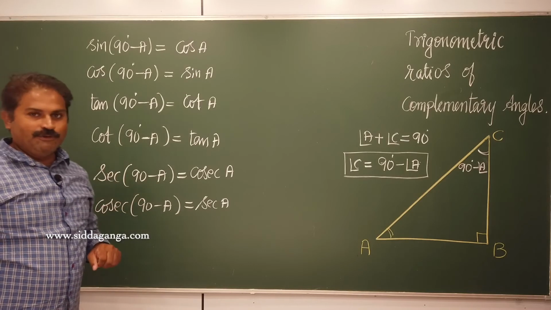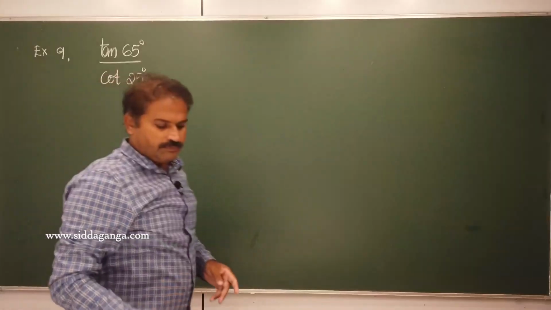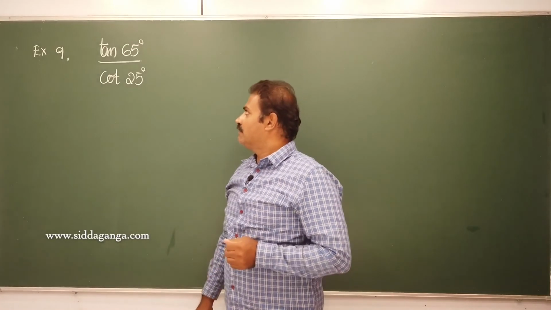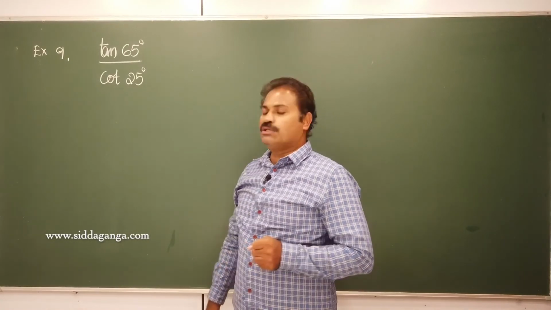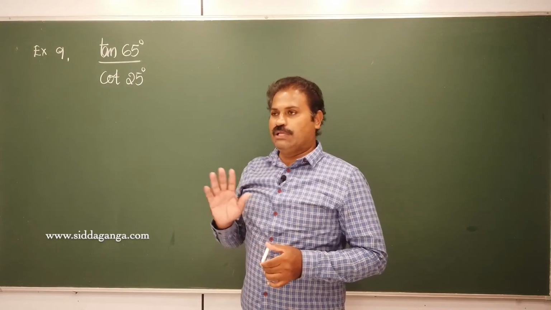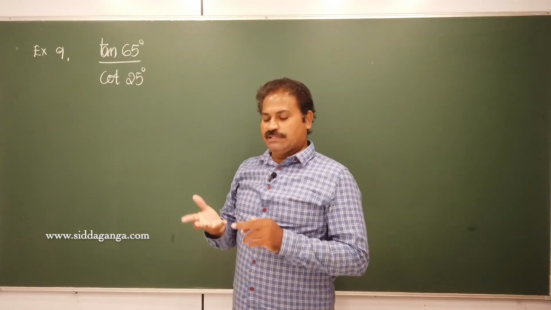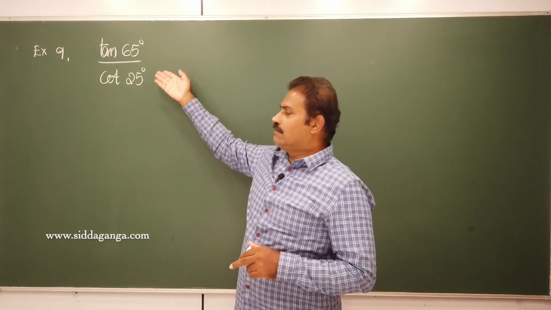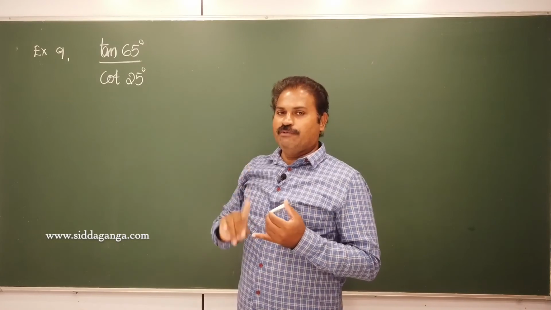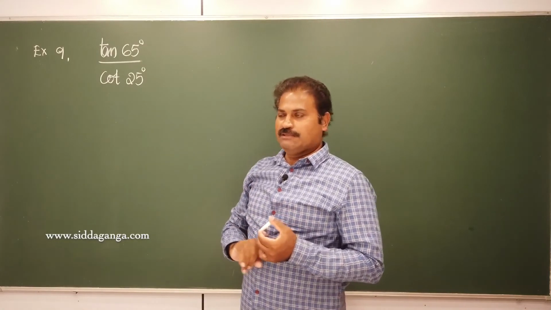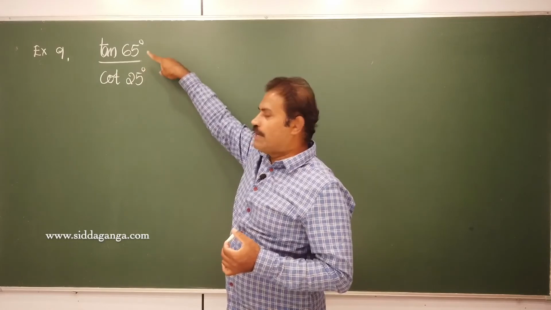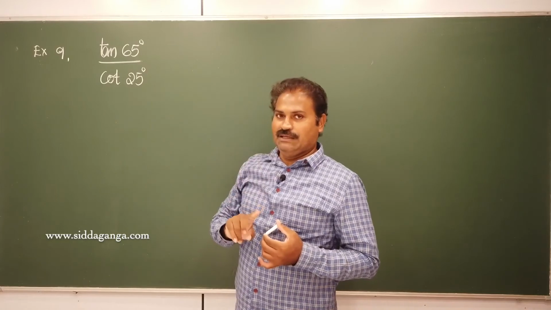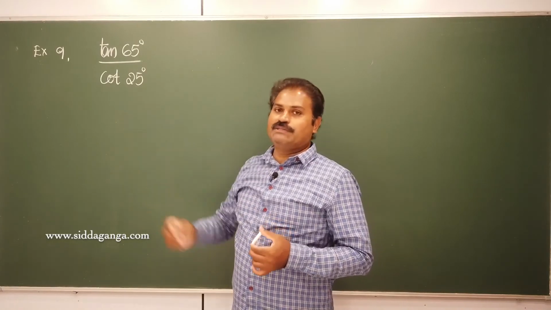Okay, so we'll solve a few problems based on this. Here is example 9, and you need to evaluate the value of tan 65 degree by cot 25 degree. First, you need to notice that these are not standard angles. We discussed 0, 30, 45, 60 and 90 degrees, and these are values somewhere in between. Whenever you want to tackle complementary angles, first you need to find out whether the sum of these two angles is 90 degree or not. So 65 plus 25 is 90 degree. Therefore, you can write the complementary ratios for this.